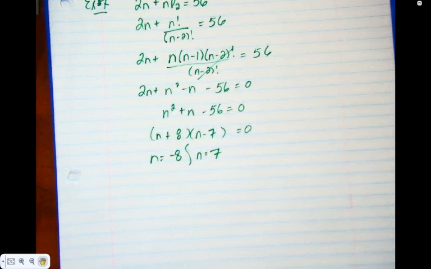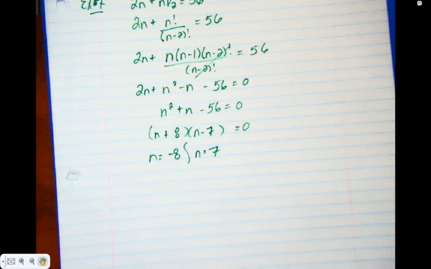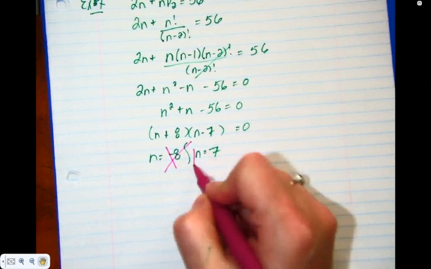What's the very last step? Look for any extraneous roots. Which one of these is not possible? Negative 8.